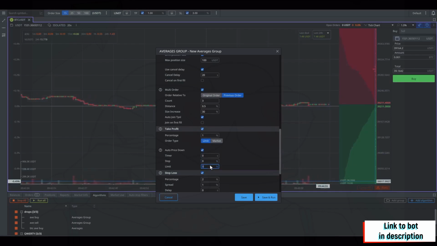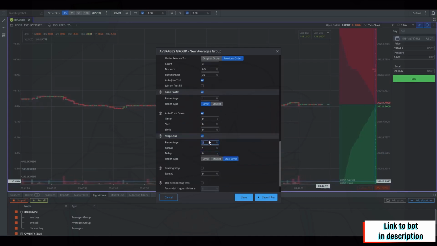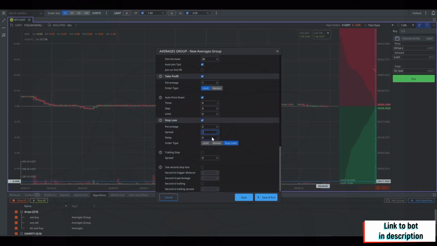Now let's look at the stop loss order parameters. Percentage says the distance in percents to the stop loss from the price at which the order was executed. Spread allows us to set the distance in percent from the current price, which will determine where the stop loss will be placed after the price crosses the stop trigger. Delay says the delay in seconds before placing a stop loss, often used when users are trying to reduce the negative effect of very deep price movements.